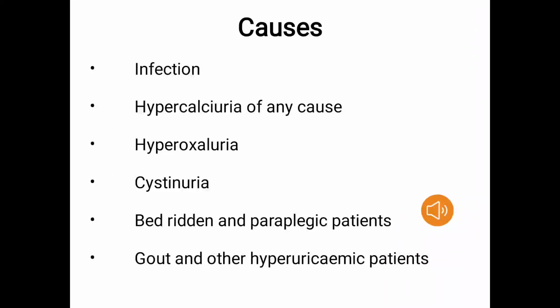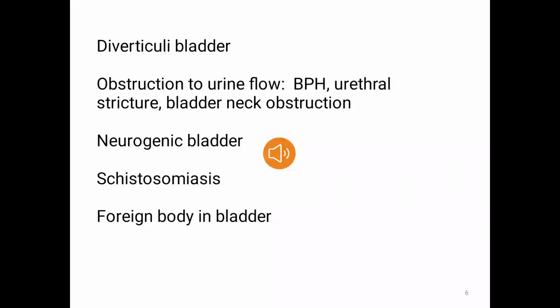The causes for vesical stone formation are infections, hypercalciuria, hyperoxaluria, cystinuria, bedridden and paraplegic patients, gout and other hyperuricemic patients. The other causes are diverticulations of the bladder, obstruction to urine flow due to benign prostatic hyperplasia, urethral stricture, bladder neck obstruction, neurogenic bladder, schistosomiasis, and foreign body in the bladder.